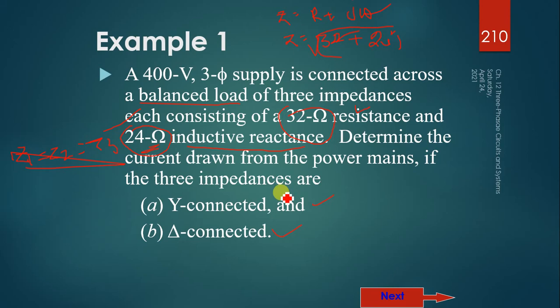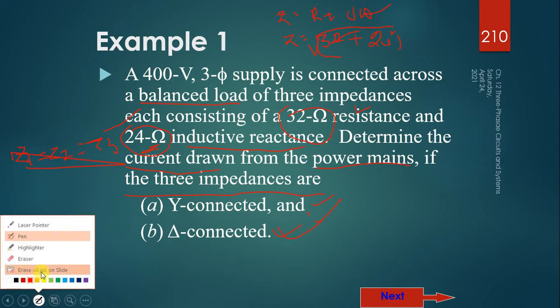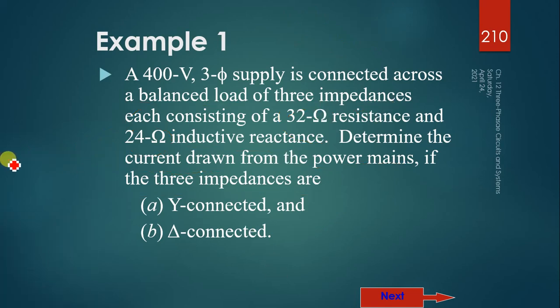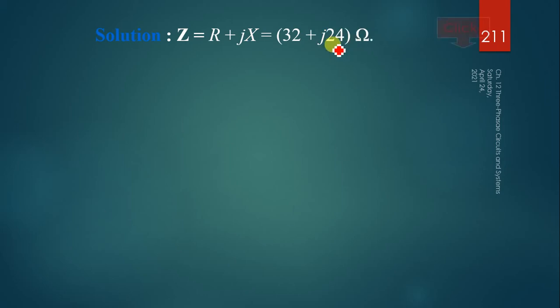So what we have to determine is the current drawn from the power mains if three impedances are connected in Y and delta. This is the question. Generally it will be given in this form only. First we have to calculate what is Z. As I said, Z is equal to R plus jX. What is this X? XL. At the very beginning I told you it is an inductive load, right?